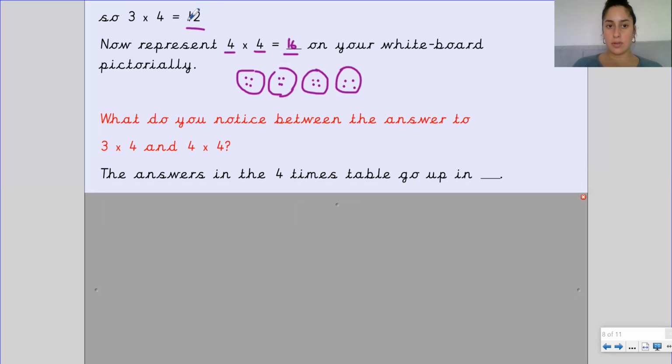We had 12 when we had 3 equal groups of 4. Now we've got 4 equal groups of 4. So how many do we have? 16. So how many more is that compared to 12? Well, hold 12 in your head. 13, 14, 15, 16. So we have 4 more. So the answers in the 4 times table go up in 4s.